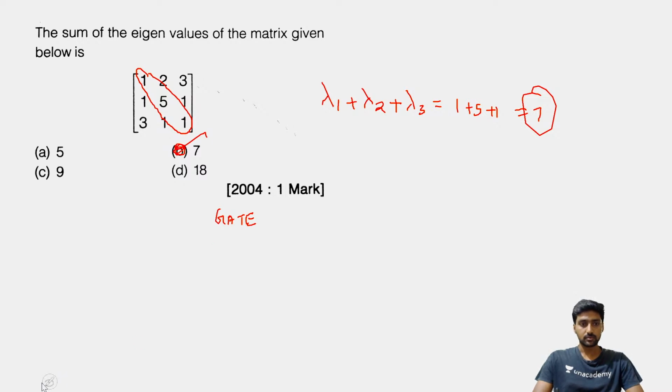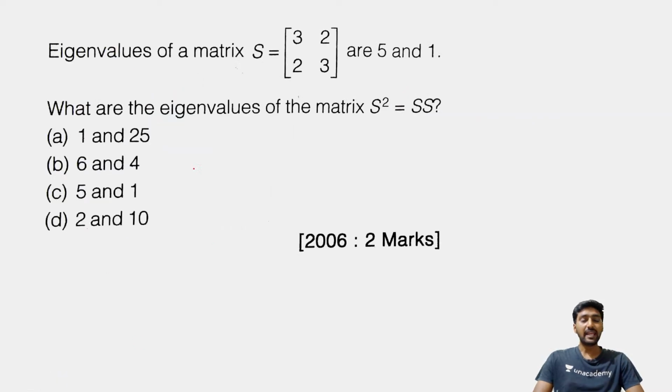Next one. What will be the eigenvalues of the matrix? S is equal to [3 2; 2 3] or [5 1; 1 ...]. What are the eigenvalues of the matrix S square, that is matrix S into S? There are 4 options. So there are 2 properties we can check.